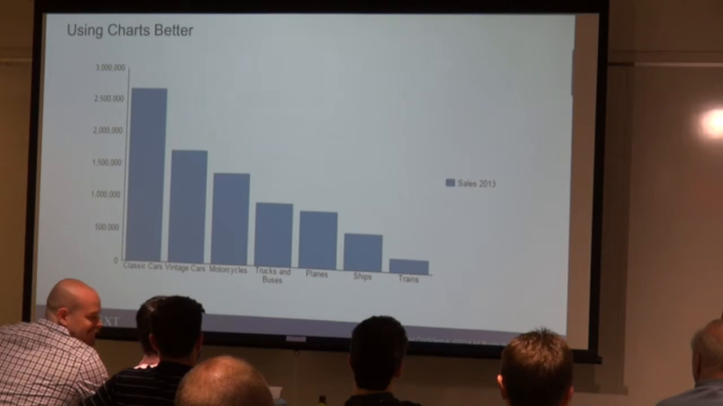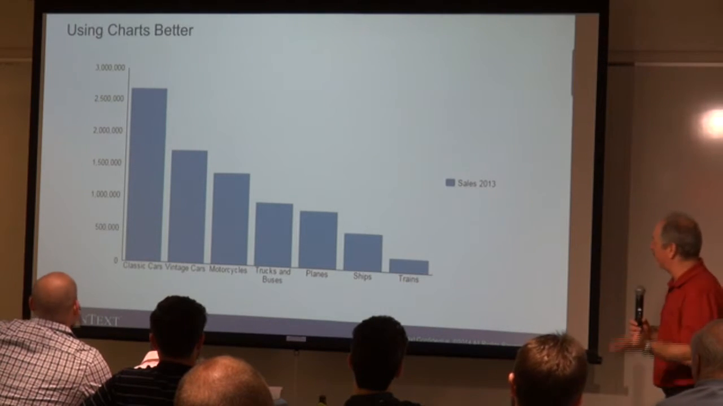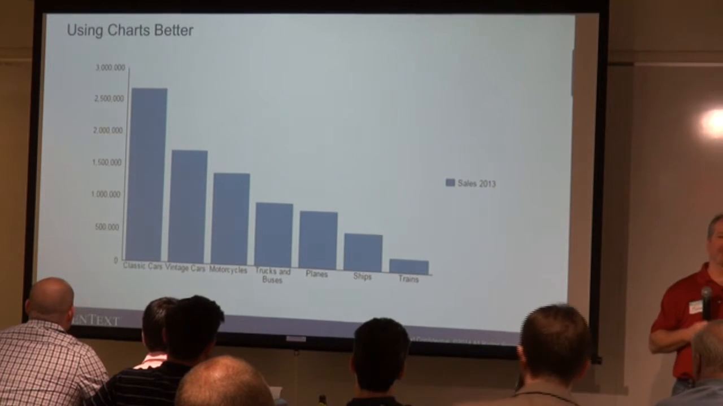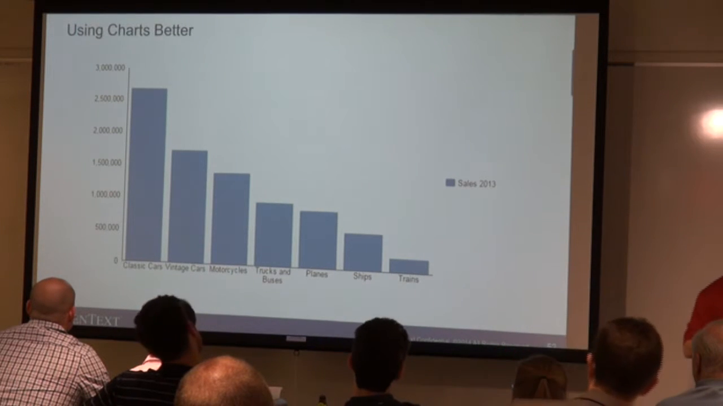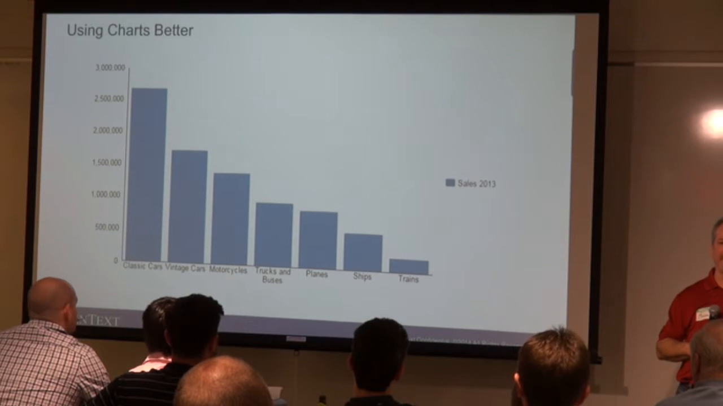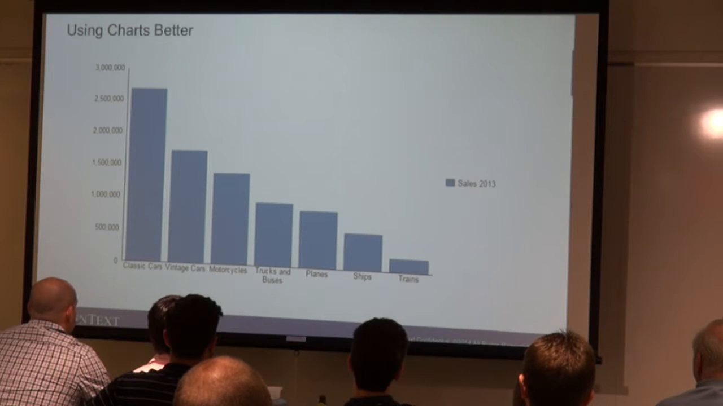Another example. So this is sales of different types of toy cars, right? If I'm just looking at this chart alone, I'm saying, classic cars, I'm doing pretty good, right? So if I'm a classic car salesperson, I'm happy. How about now?